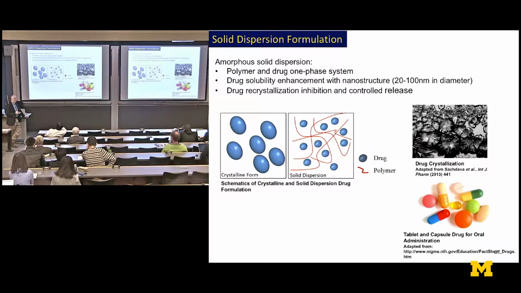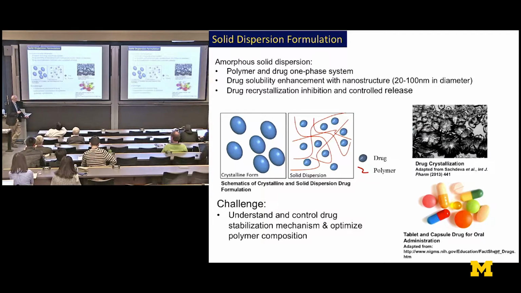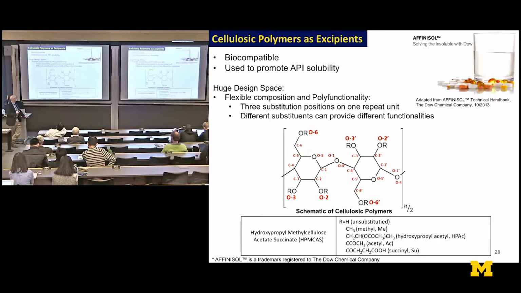So what Dow is interested in is how to actually design these more rationally than just the trial and error approach. So they wanted to understand and control the drug stabilization and optimize polymer composition, hopefully to do it on a drug-by-drug basis. So you invent a new drug, you design an excipient especially for that drug that will be effective in inhibiting its crystallization. So we want to do this computationally.